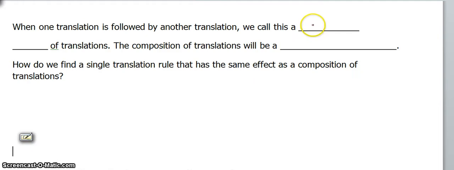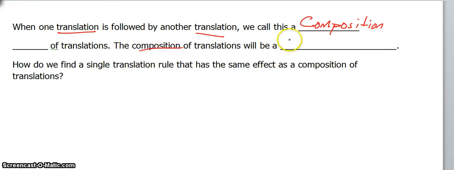So here again, we're being picky about what we call things. Remember, a translation is just that horizontal or vertical shift. So if I have one translation followed by another translation, we call this a composition. When you compose things, you're putting multiple things together. So a composition of translations, and that composition of translations we will actually call a transformation.